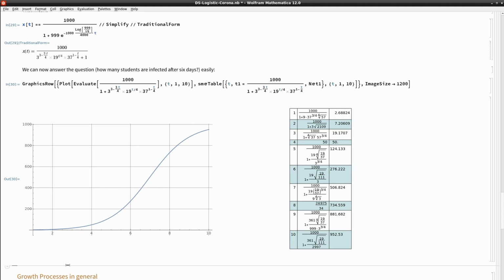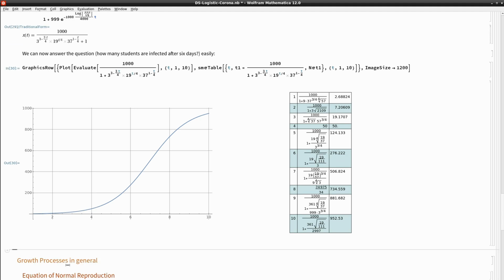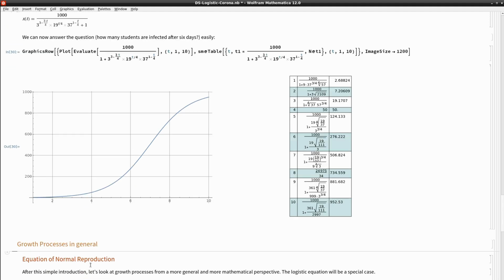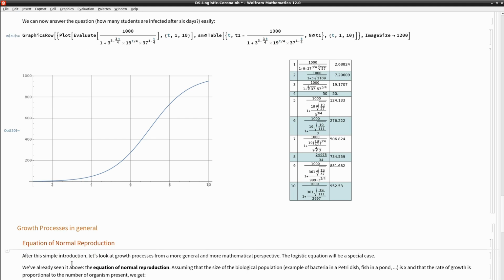All right. So in the next section, I want to talk a bit more about growth processes in general, because the logistic function is just one particular example of more general growth processes. So let's use some differential equation theory, very simple, normal processes, nothing too advanced. Let's look at growth processes from a more general and more mathematical perspective. The logistic equation will just be a special case.